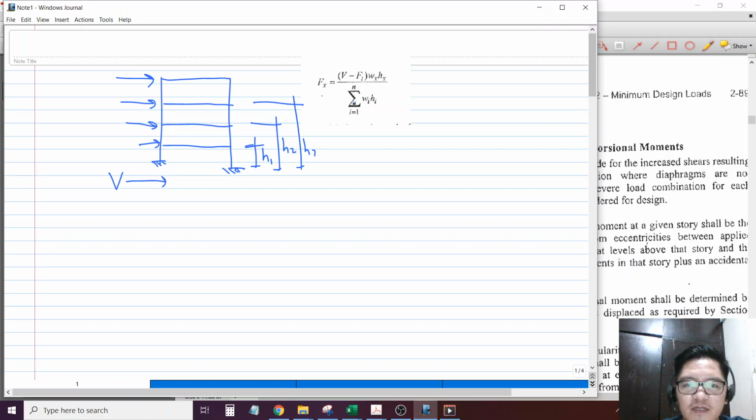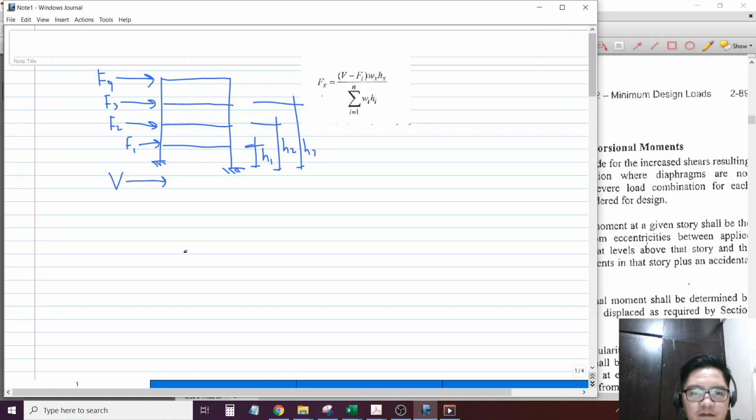And of course, divide mo yan sa summation of Wi, Hi. Then you will now find Fx, which is per floor. So say F1, F2, F3, F4. Okay, na-distribute mo na vertically. That means, ito yung equivalent static force at second floor, at third floor, fourth floor, and the roof level.